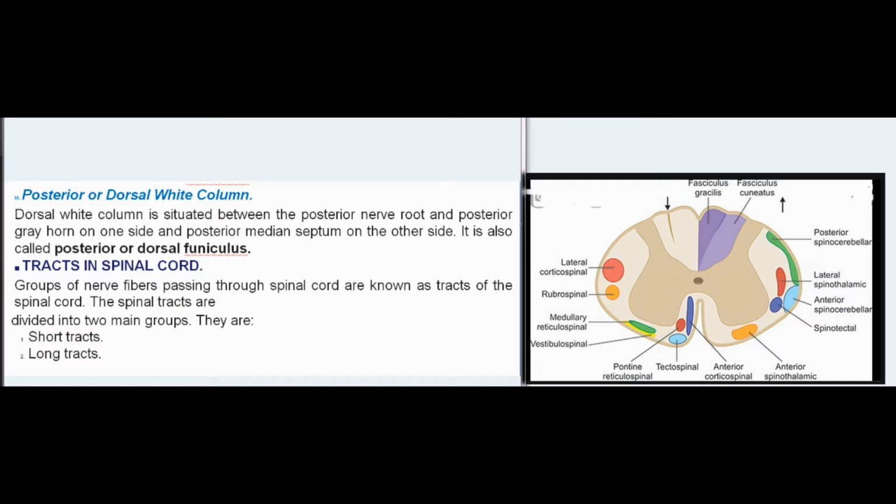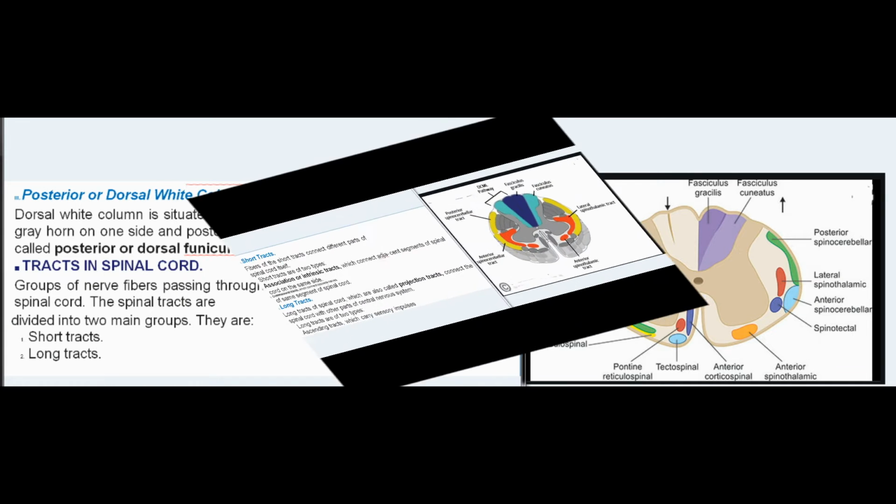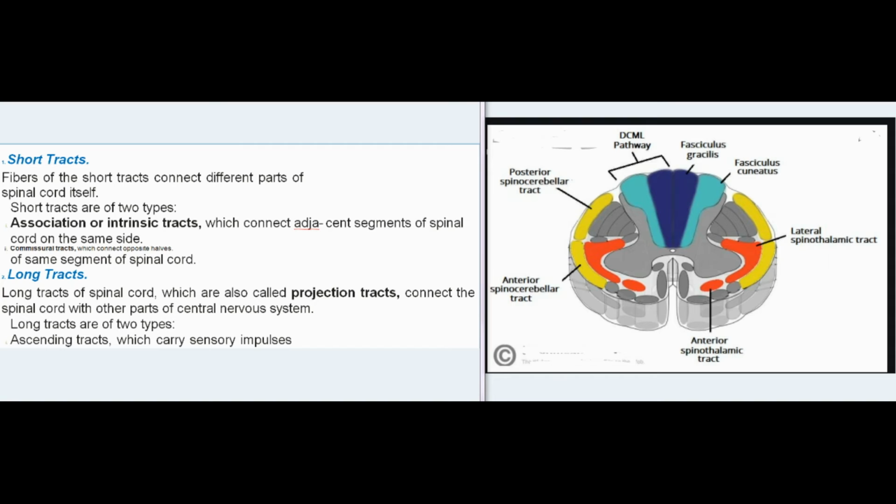They are short tracts and long tracts. Short tracts: fibers of the short tracts connect different parts of the spinal cord itself. Short tracts are of two types: association or intrinsic tracts, which connect adjacent segments of the spinal cord on the same side, and commissural tracts, which connect opposite halves of the same segment of the spinal cord.